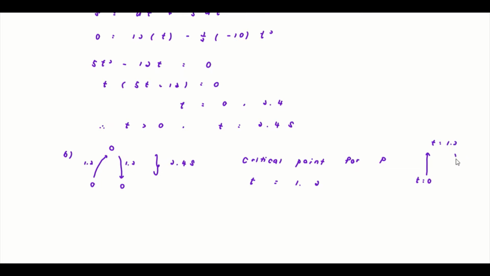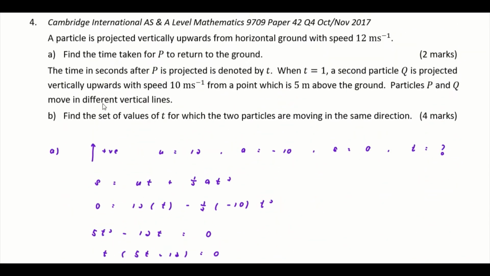Then after that, it goes down, and when it reaches the ground, it's going to be t equals 2.4. So that's the idea. We are going to do exactly the same thing for the critical point for Q. So let's look at the information given for particle Q.